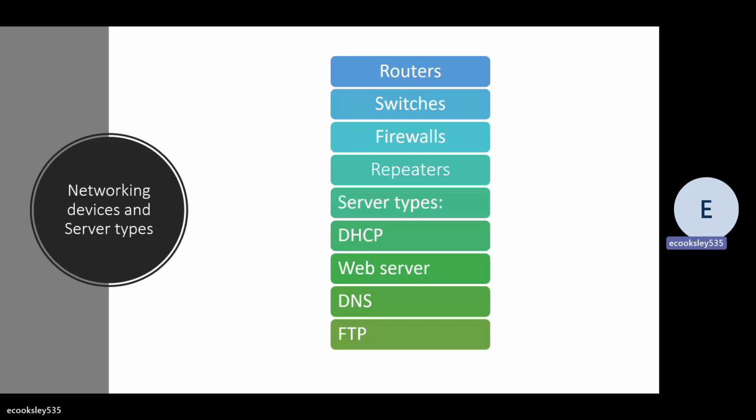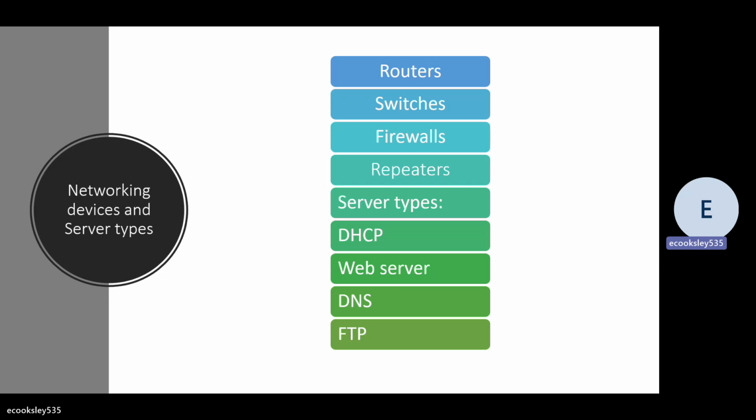Next, we have our networking devices and server types. For our network devices, there are routers, which are used in LANs to move packets from one network to another. Then there are switches that allow for communication between the devices. Firewalls stop illegal access to the network. They can come in both hardware and software form. Then finally, for our devices, there are repeaters. It's a device that helps in boosting signal strength by forwarding the signals from a router so that it covers a wider area.